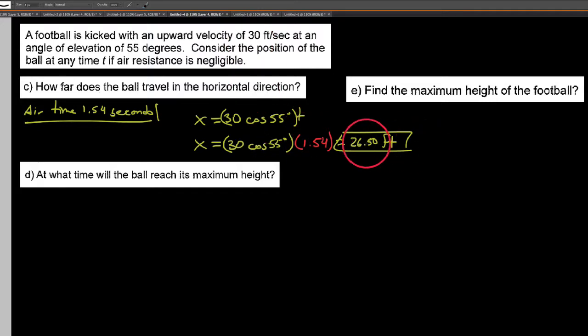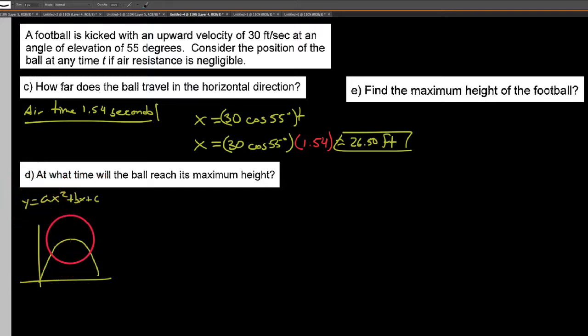So looking at our next question here for D, it says, at what time will the ball reach its maximum height? Now, funny story with things that are quadratic here, ax squared plus bx plus c equals y. But when we look at these right here, we'd say that the vertex, if its equation is in standard form like this is written, always has an x value of negative b over 2a.